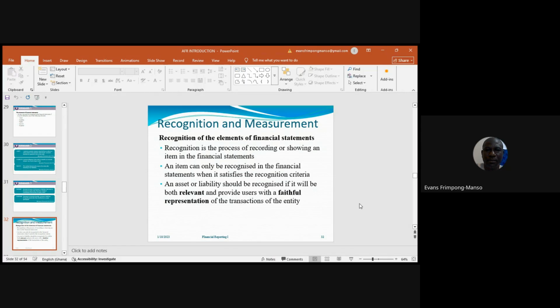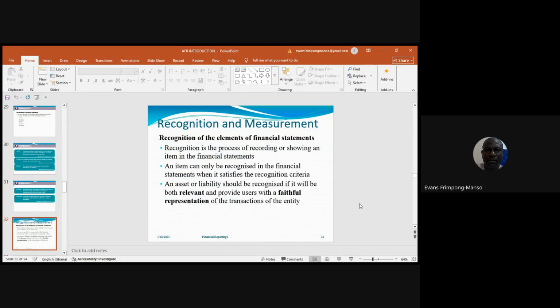An asset is recognized on the financial statement when it is probable that future economic benefits that are inherent in that asset will flow to the entity, and that the cost can be measured reliably. So I'm giving you two criteria.